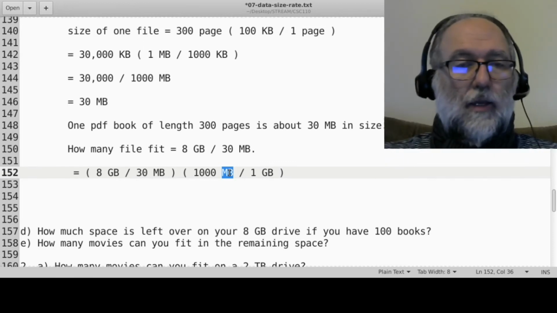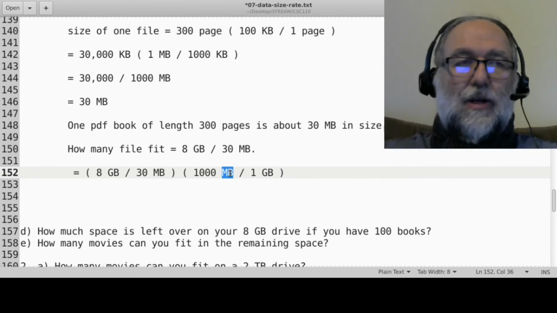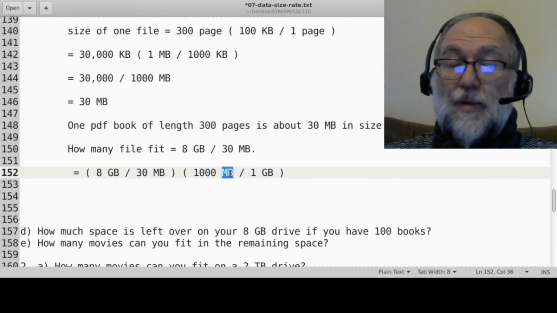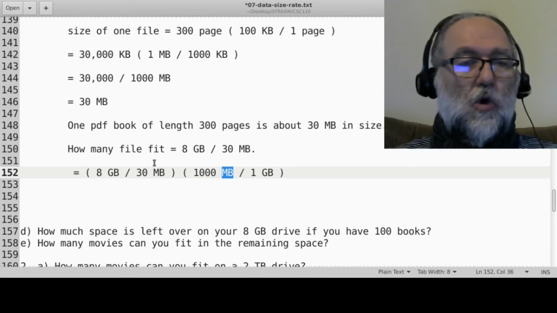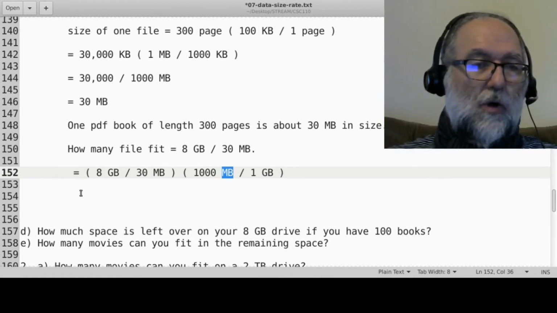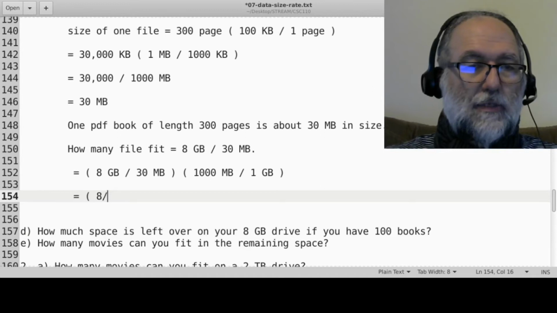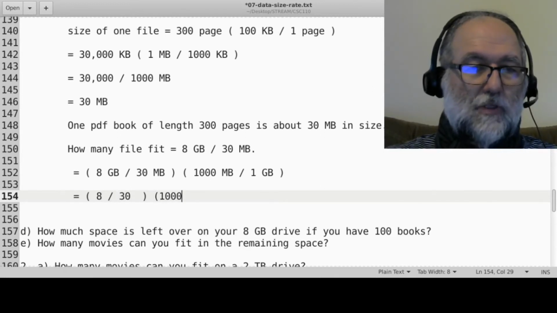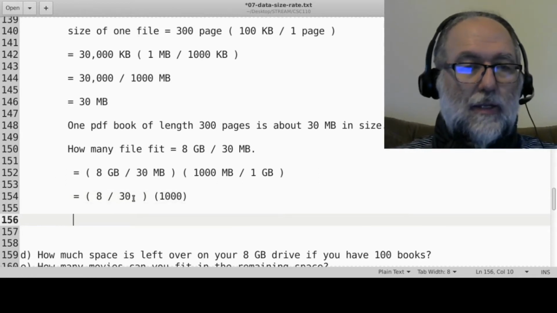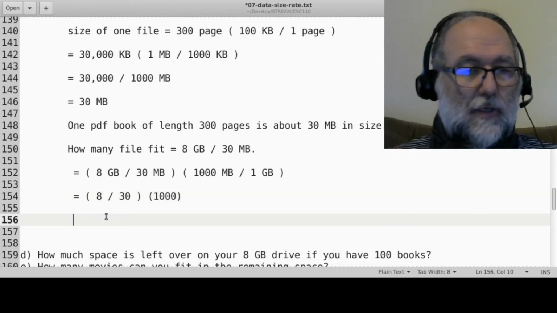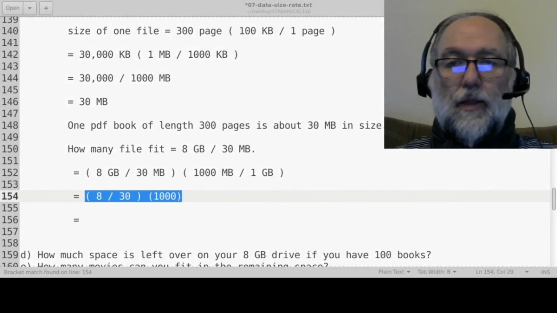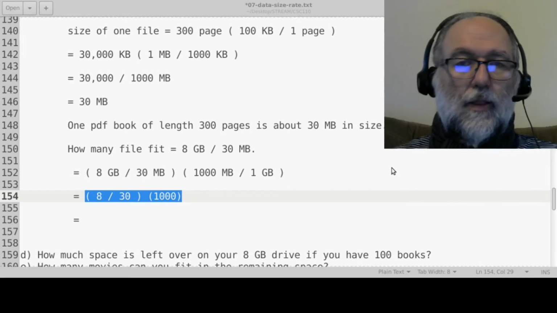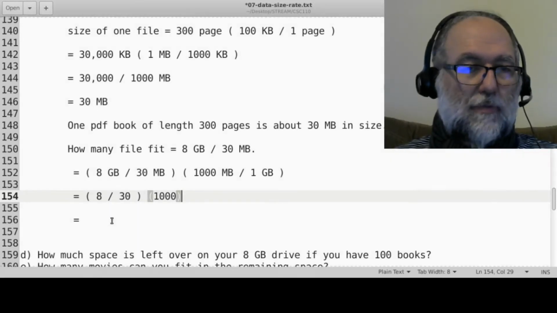It's like so many, okay? A number like 5 or 10 or whatever doesn't have units. A measurement has units, but a whole number doesn't. So what's this going to equal? Well, it's going to equal 8 divided by 30 multiplied by 1,000, like that. Let me see what that works out to on my calculator. It works out to this number here.